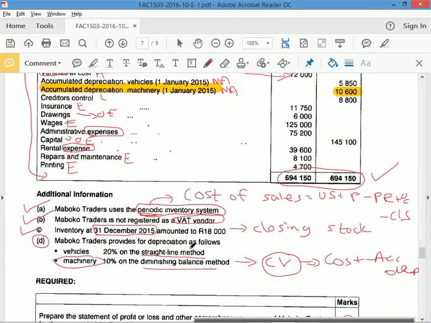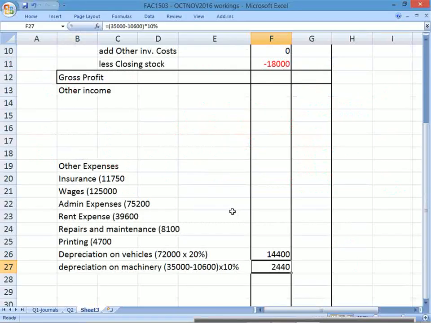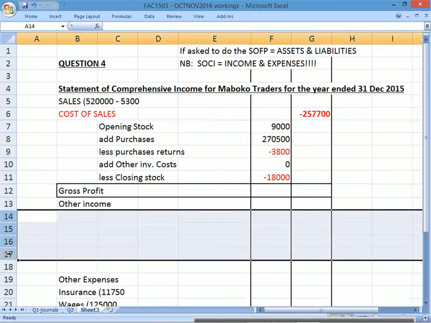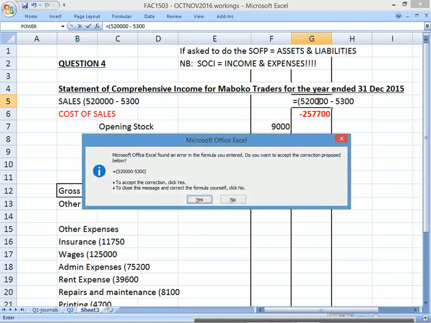Have you finished the question? Yes. Okay, all we need to do now is total and neaten up, and then we get 22 marks. Okay, let's go back. I'm going to delete some of these lines. We don't need these lines. Okay, so my sales, I need a total here. So, subtract, get an answer.